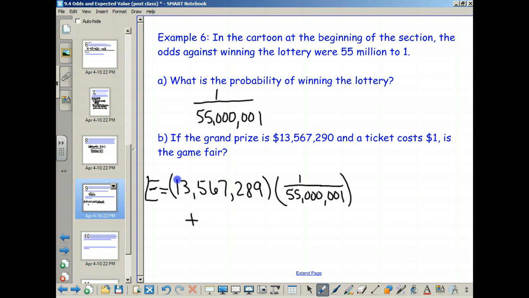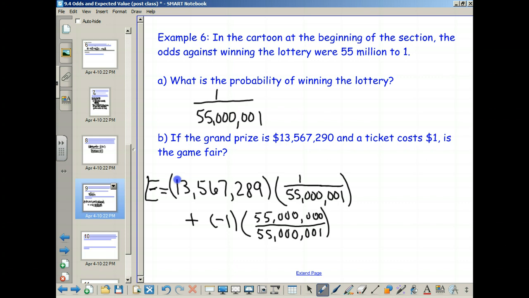This is probably winning, but we also have a chance that we do not win. If we do not win, what is our net gain or loss? What's the change to our net worth? -1. It cost me $1 to play. And this is what happens to people that play the lottery, they're down here. Right? Because what's the probability that they lose? 55 million out of 55 million and 1. So in other words, nearly all of the time.